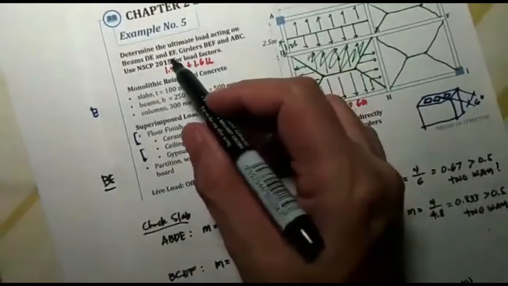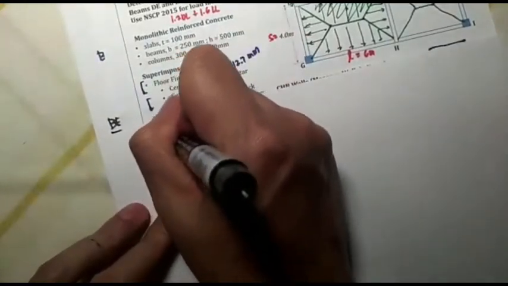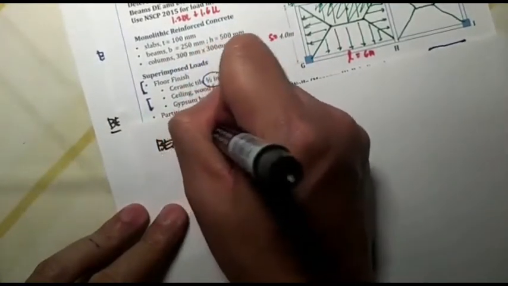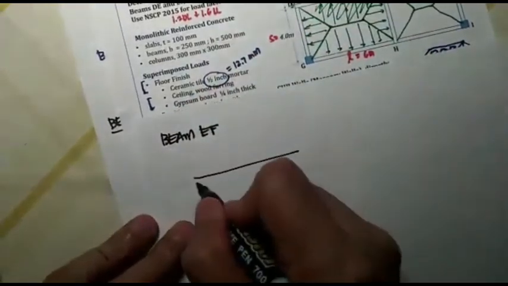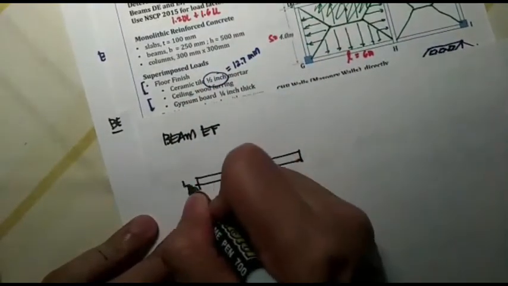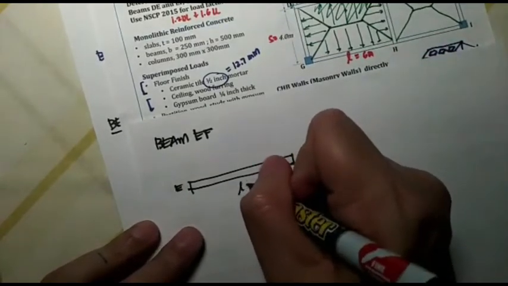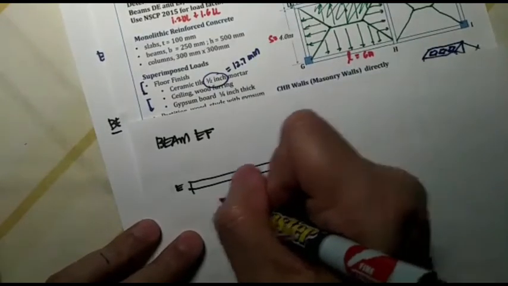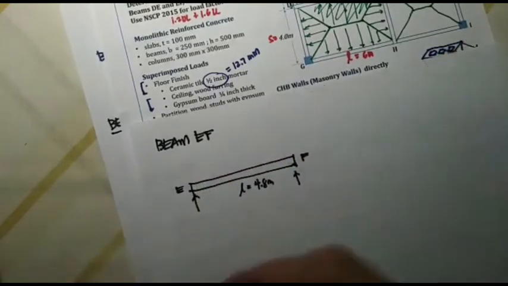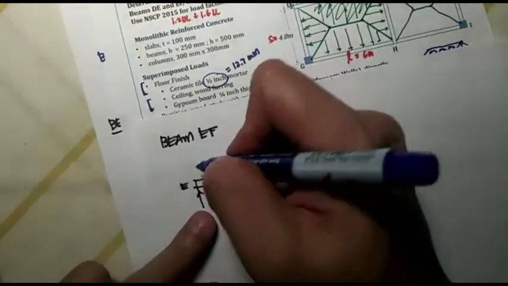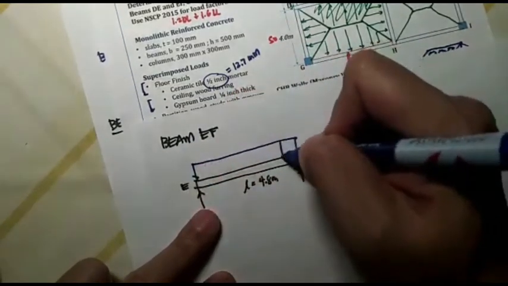Our next is for beam EF. How about for beam EF? So here, EF. Okay, so let's say here is the beam EF, E, F. 'Di ba ito yung longer span din? Longer span is 4.8 meters naman. Let's say, assume it's simply supported. So what would be the total uniform load? So yan yung tanong din sa kanya.